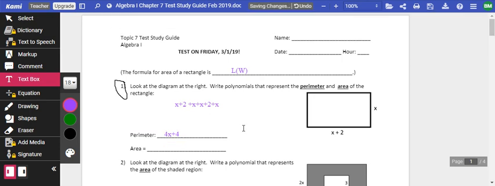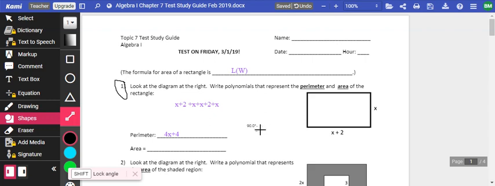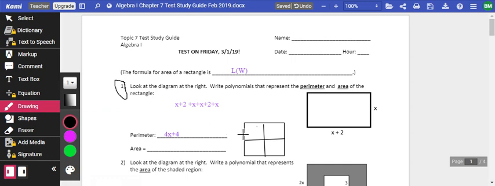The area is multiplying. So this is where we have that fun Punnett square. Oops, this is too big of a Punnett square. We've got x, and we've got x plus 2. X times x is x squared. X times 2 is 2x. So it is x squared plus 2x is our answer.